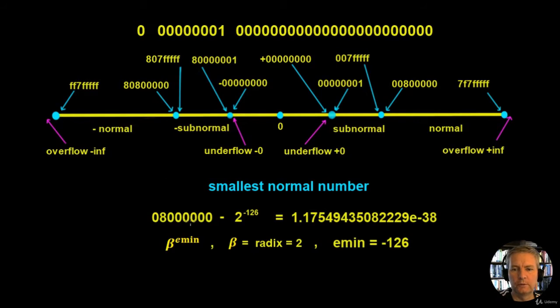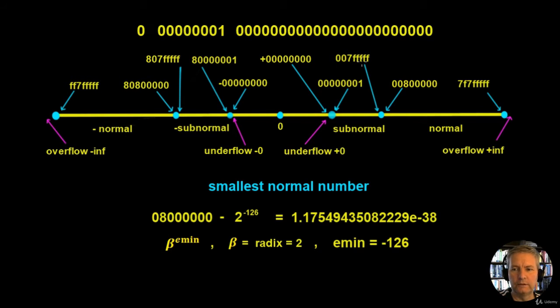The smallest normal number is going to be the hex number 08 with 6 zeros, and that is equal to 2 to the minus 126, which is 1.175494350822229 e to the minus 38 approximately. If we were to write that out mathematically, we're just going to have the value of beta, which is the radix. In this case the radix is 2, and the value of E min. The value of our E min has been defined as minus 126. So we're simply going to have beta to the power of E min.